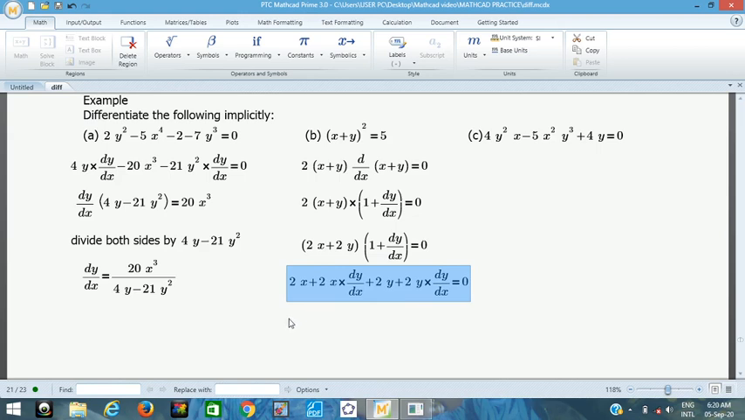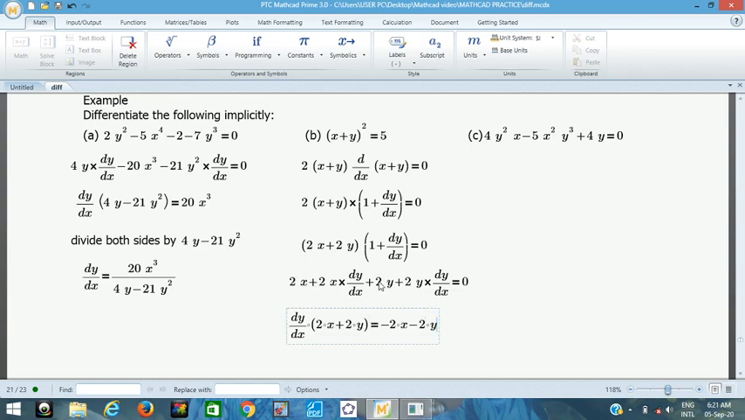What are you going to do next? The next thing we are going to do is factorize dy dx, which is dy dx, open your bracket. What is going to be in the bracket is 2x plus 2y. You can see it. Then what next? The other 2x plus 2y, we take to the other side of the equation, which is now going to be equals to minus 2x minus 2y.